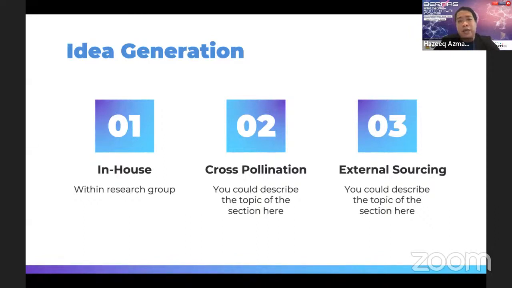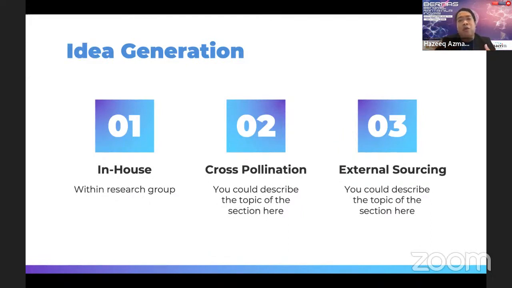And then, to generate ideas or brainstorm, there are three different ways to do it. The first one is in-house, so you brainstorm within your own research group, with your lecturer, with people in that particular field of expertise. Number two is cross-pollination. As I mentioned before, it is important to have a multidisciplinary, interdisciplinary perspective, so you talk with people from different backgrounds and expertise to brainstorm ideas. And number three is external sourcing. Don't just talk with people in the university; talk with people in the industry if possible, or even your family. Maybe they have a different idea that is worth exploring.